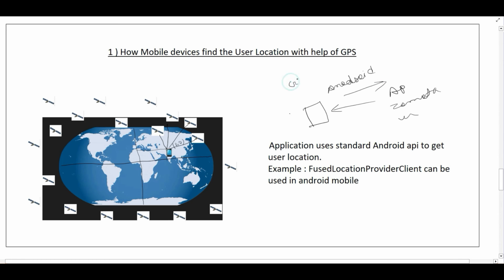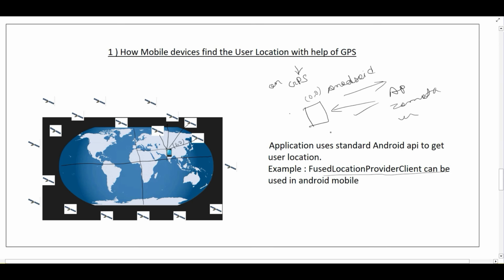Android has built-in GPS capability. When we enable GPS in the Android device, it calculates its location. Whenever the application requests that particular coordinate, the Android API can return the user coordinate. And which clients in the Android device can be used?